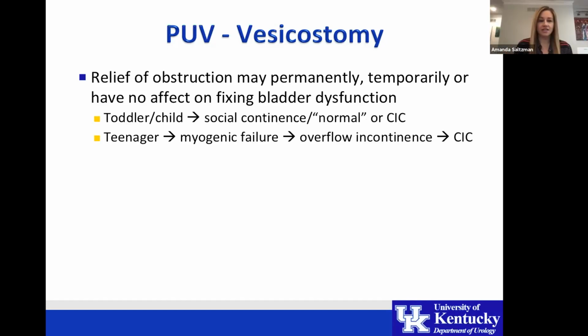If you can go to the next slide. So typical things you will see on your test: as a toddler or a child, these patients will either need CIC or they may be socially continent, or quote unquote normal. Then as they get older and become teenagers, they almost always develop what's called myogenic failure. Here they have a big floppy bladder and they end up with overflow incontinence, and then CIC to treat the overflow incontinence.